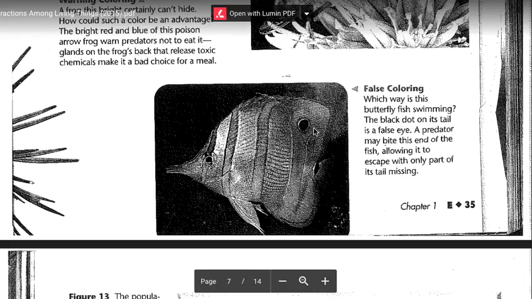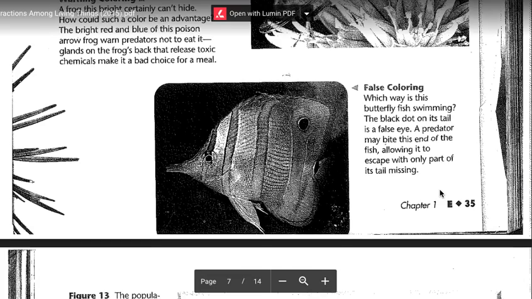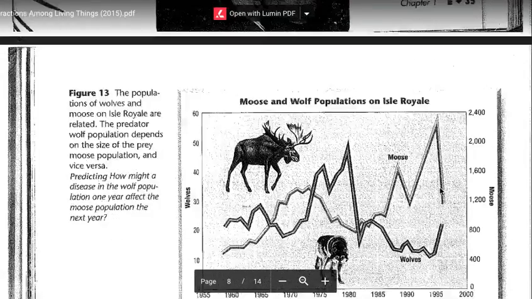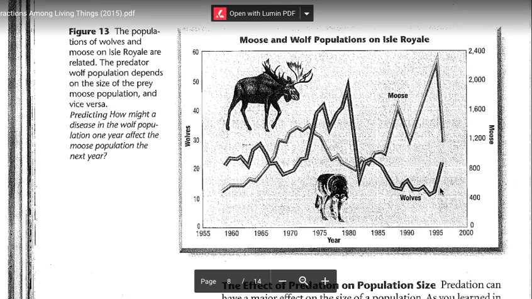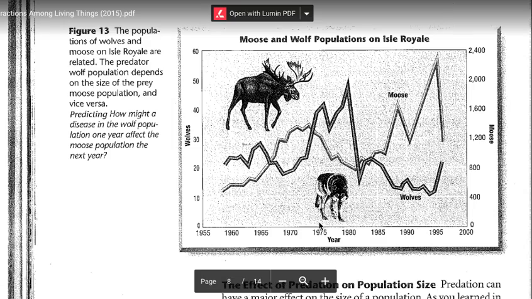This one also has some false coloring. So which way is this butterfly fish swimming? On the back dot on its tail is a false eye, so it could make it look like it's swimming in that direction to a predator. A predator may bite this end of the fish, allowing it to escape with only part of its tail missing, which it can keep on living without that. This is interesting. Maybe we can come back to this in a minute.